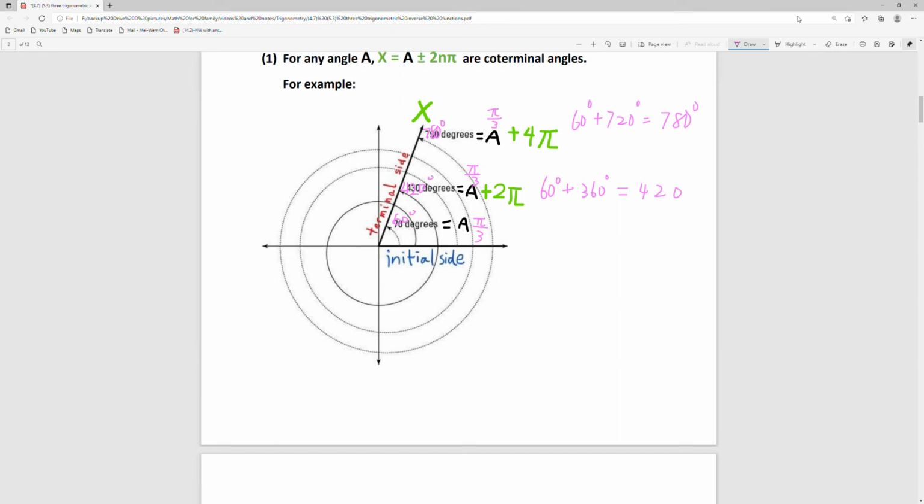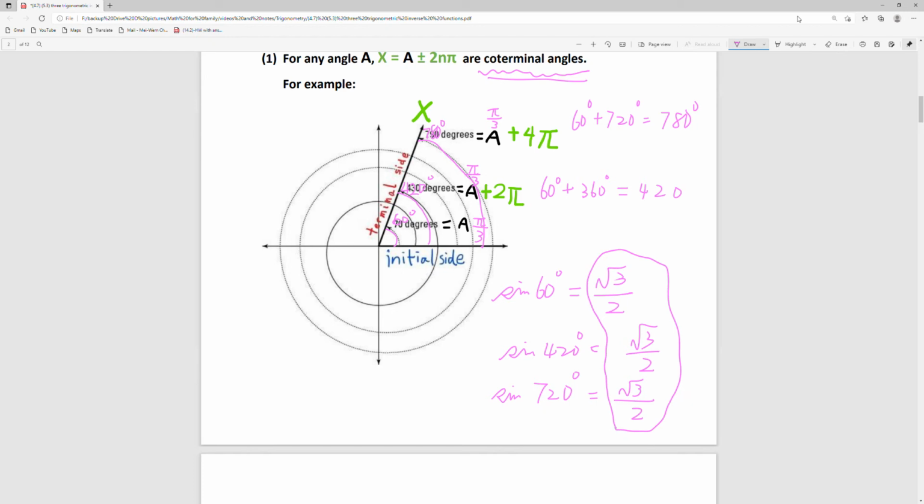So if I change it to an easier number in degrees, you can easily find the sine of 60 is square root of 3 over 2. Therefore, sine 420 is still the same thing, because they are the same angle. The degree number looks so big, but because they are coterminal angles, they will result in the same sine value, same cosine value, same tangent value.